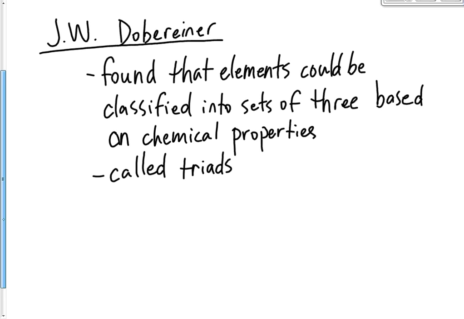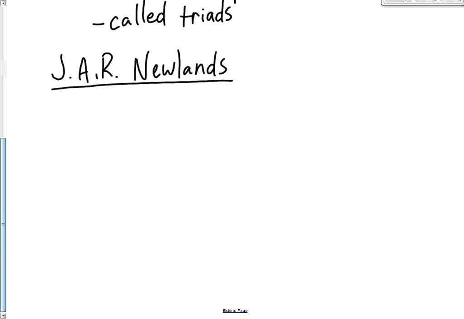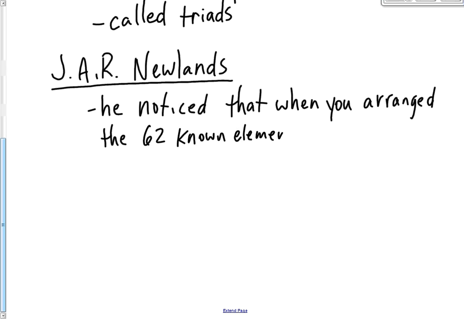Next guy, J.A.R. Newlands. Okay, and Newlands noticed that when you arranged the known elements, so they only had 62 elements at the time, when you arrange the 62 known elements by mass, you see a pattern basically of similar properties every 8 elements.